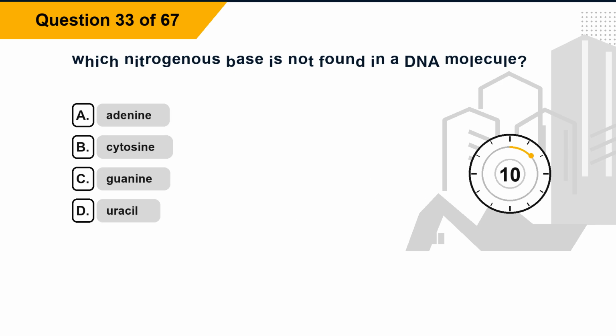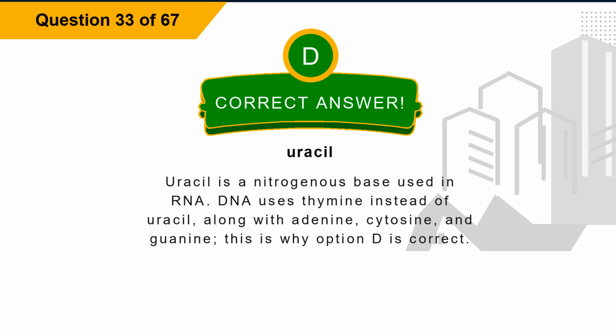Question 33. Which nitrogenous base is not found in a DNA molecule? Option A, adenine. Option B, cytosine. Option C, guanine. Option D, uracil. The correct answer is option D, uracil. Explanation: uracil is a nitrogenous base used in RNA. DNA uses thymine instead of uracil, along with adenine, cytosine, and guanine. This is why option D is correct.